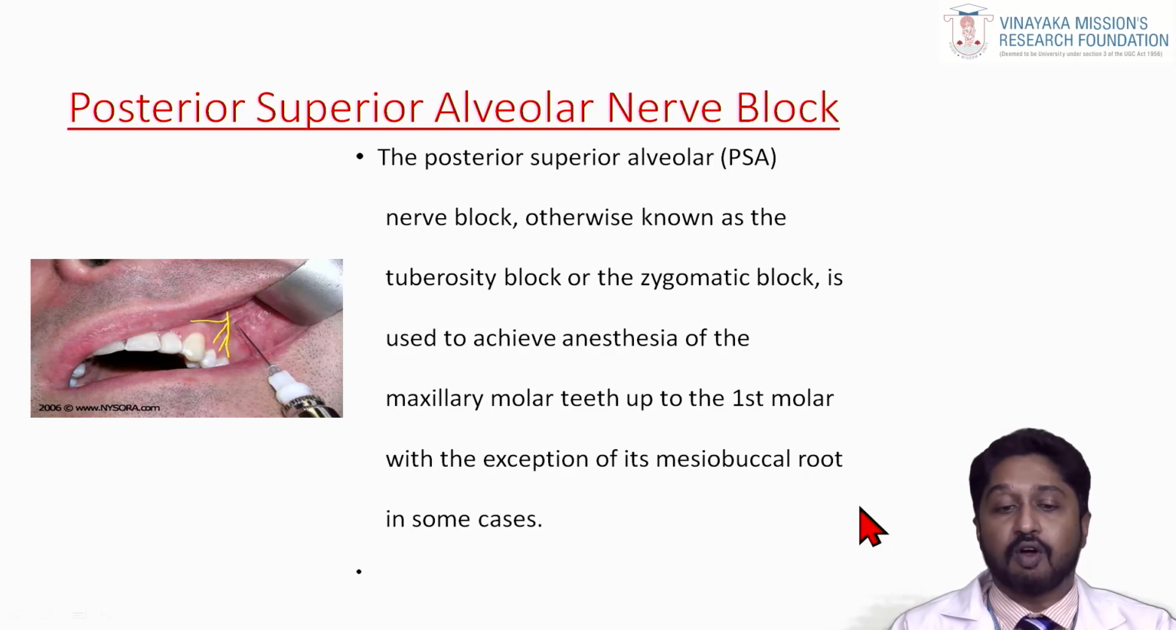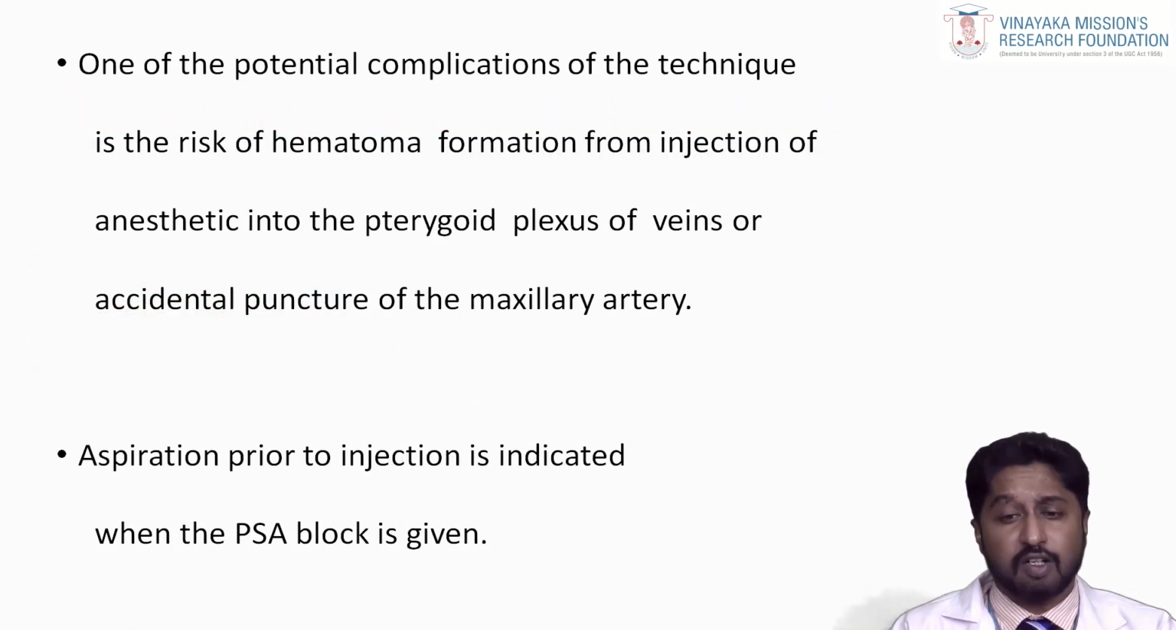So posterior superior nerve block, otherwise known as the tuberosity block or zygomatic block, is used to achieve anesthesia of the maxillary molar teeth up to the first molar, with the exception of the mesiobuccal root. One of the potential complications of this technique is the risk of hematoma formation from the injection of the anesthetic into the pterygoid plexus of veins, or accidental puncture of the maxillary artery.